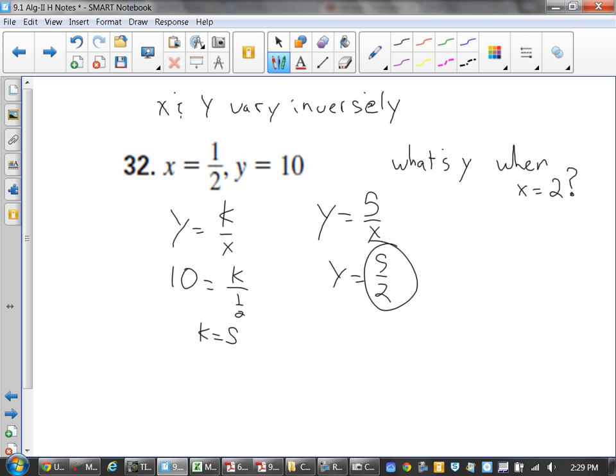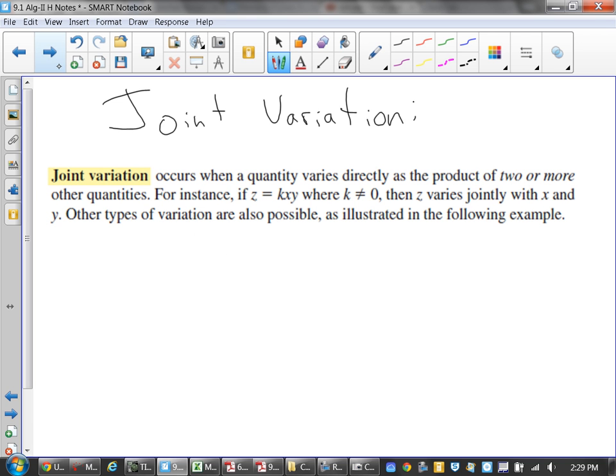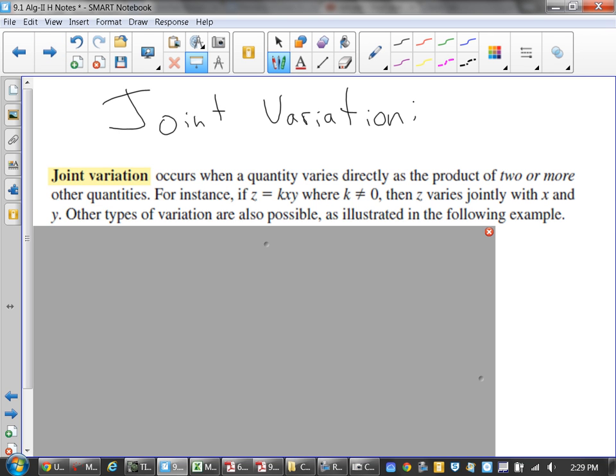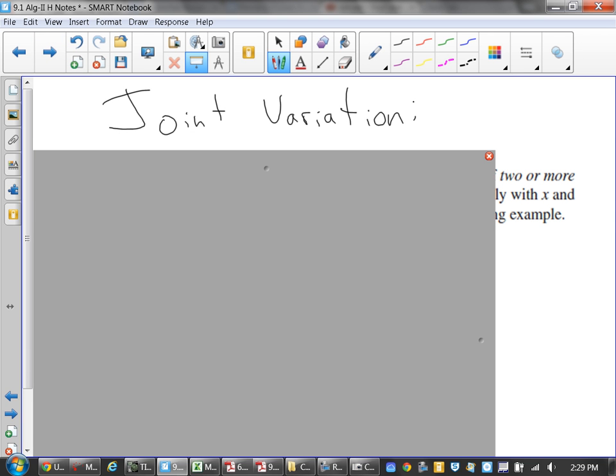All right. Not bad. All right, let's talk about varying jointly then. Fractions are a little bit cleaner. I like fractions. Joint variation. Joint variation is a whole lot of words for something that's very, very simple. When you're talking about joint variation, you're talking about joining more than one thing together.